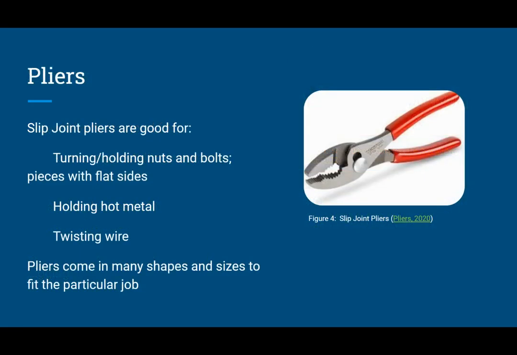And lastly, we'll talk about pliers, slip joint pliers particularly. They're good for turning and holding nuts and bolts with flat sides, holding hot metal, and you can also twist wire. They're known as slip joint pliers because this elongated hole in the middle allows this rivet here that holds the two sides together to pass back and forth, allowing those pliers, those jaws, this portion here, to open up more narrow or more wide depending on the size of item that you happen to be working on.